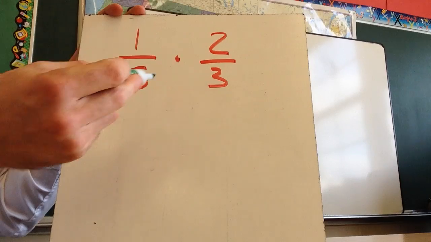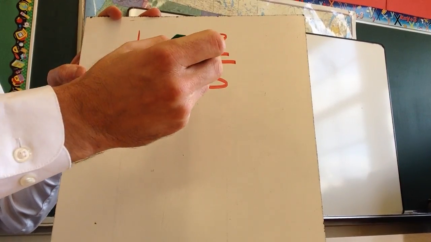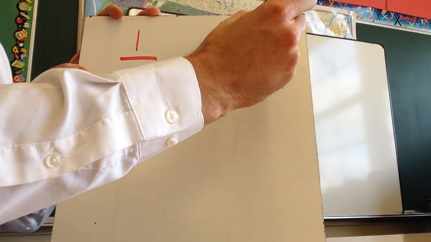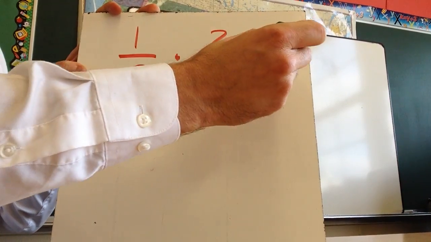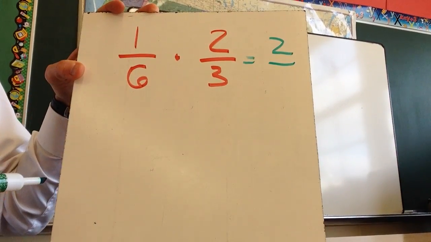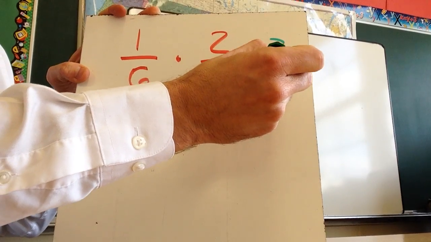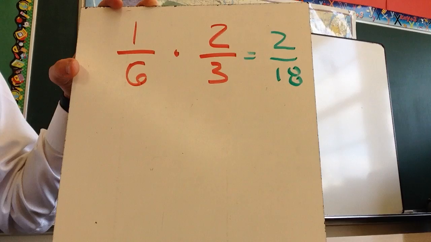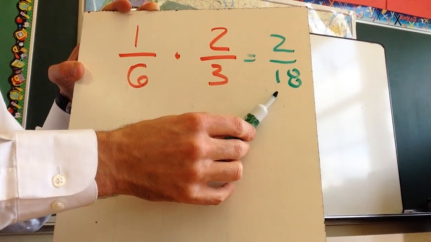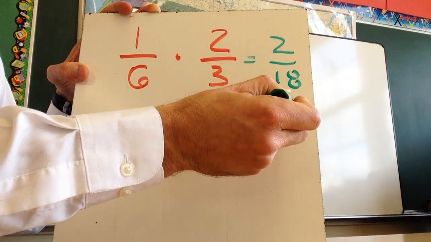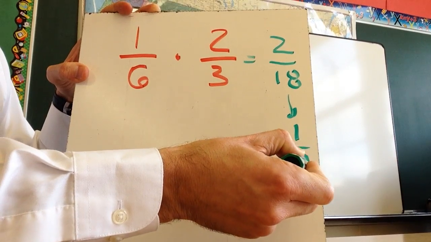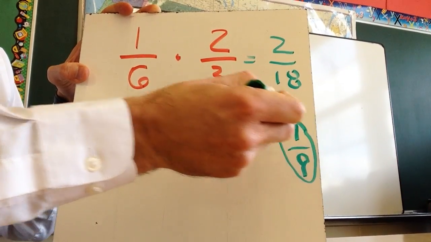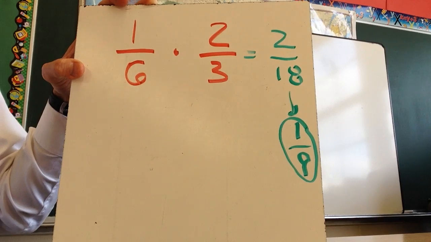So this becomes 1 times 2, and so that is 2. Put it up here. And then you multiply across the bottom, and that's 6 times 3, and that turns out to be 18. And then this is a fraction that you can simplify. So your problem is you can't leave your answer as 2/18. So you would need to simplify to 1 over 9. I would need to divide the top and the bottom by 2. Now I want to show you an easier way.